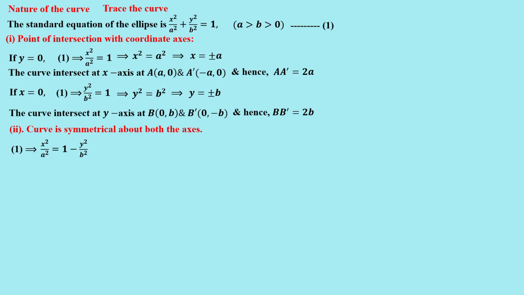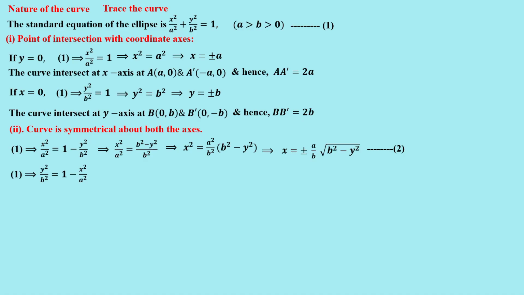So for that, first take x square by a square and keep that term on the left hand side, and take the remaining term y square by b square to the right hand side: 1 minus y square by b square. Therefore x square is equal to a square by b square into b square minus y square. Therefore x is equal to plus or minus a by b square root of b square minus y square. So that is equation number 2.